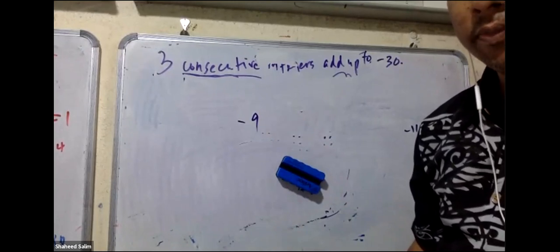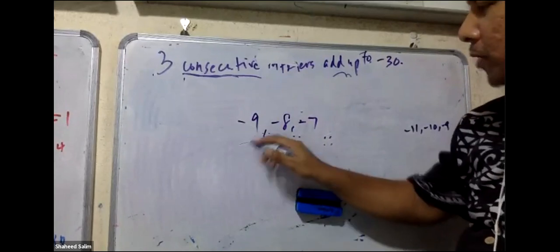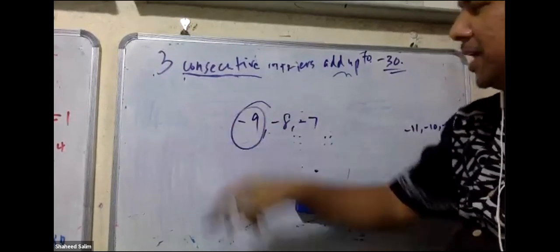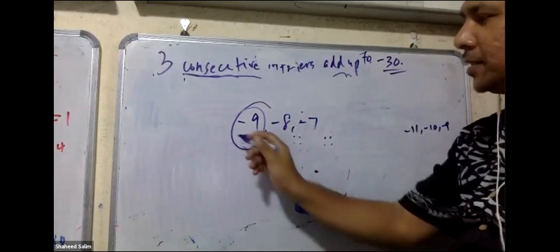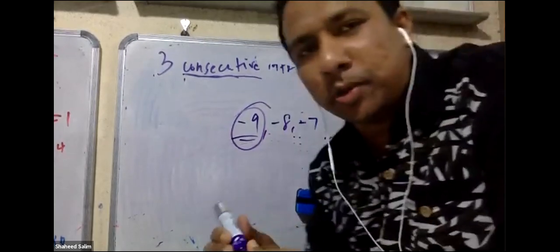That's one of them? Minus 8. Minus 7, okay. So you add these three up, can you use your calculator? Minus 9, minus 8, minus 7, what do you get? Minus 24. So we want minus 30, almost there. One of the numbers is minus 9. This is the biggest number actually. Okay, we go now. Show me your working. Can I see your working?